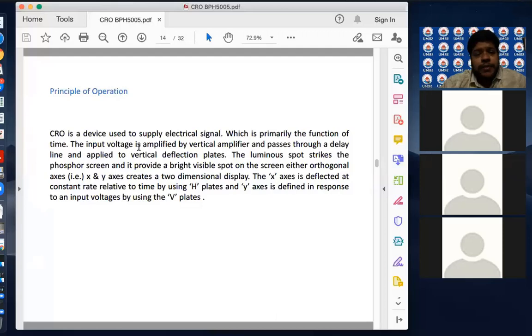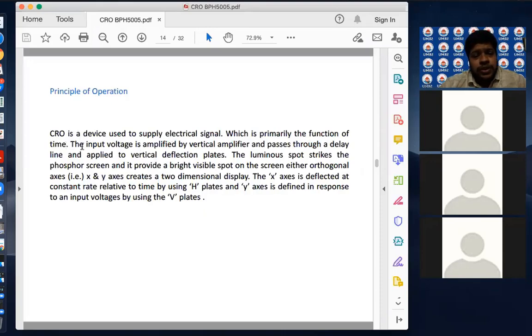Part where we will be talking about what is the principle of operation, how does it work, how do we use it. So let's read it. CRO is a device used to supply an electrical signal, which is primarily a function of time. So when we give an electrical signal, it changes with time. It is a function of time.